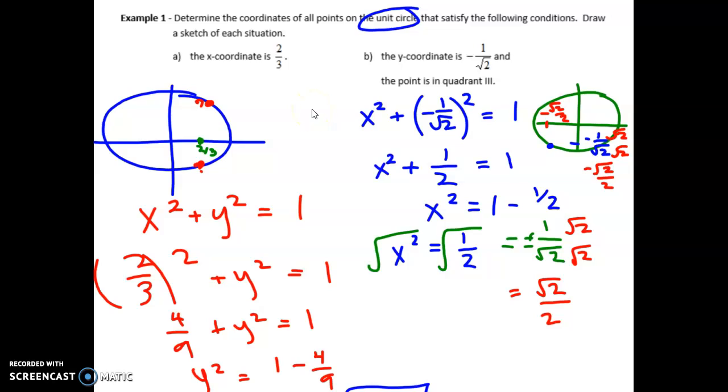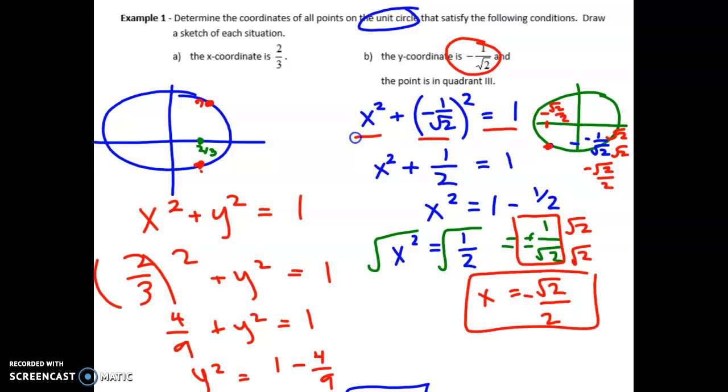So for part B, again, what we did is we used a squared plus b squared equals c squared. But this time we had a y value of -1 over root 2, and we knew it was down here in quadrant 3. So when we went through and solved, we got an answer of plus or minus 1 over root 2. Now I have to choose the negative because I know that it's in quadrant 3, and I can't have a root in the denominator, so I multiply top and bottom by root 2. So the x coordinate is going to be negative root 2 over 2 for your final answer.